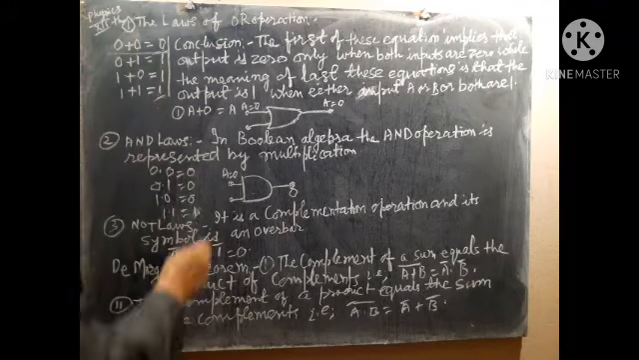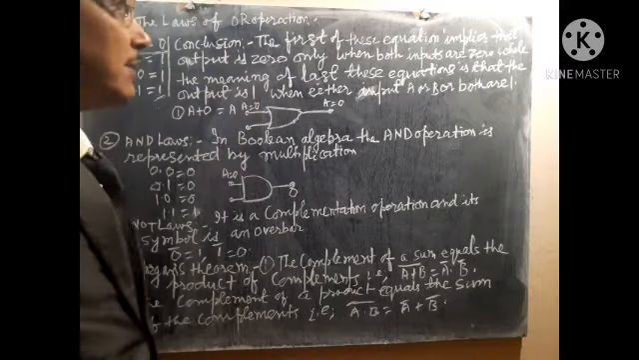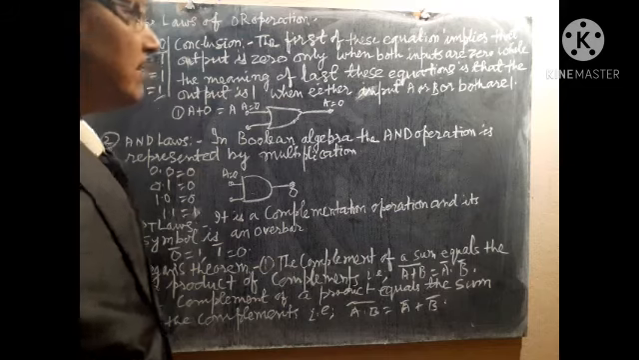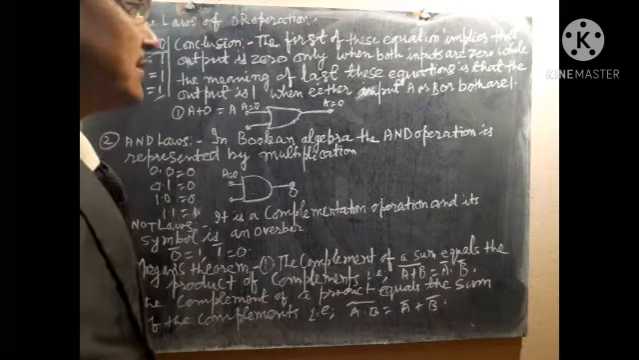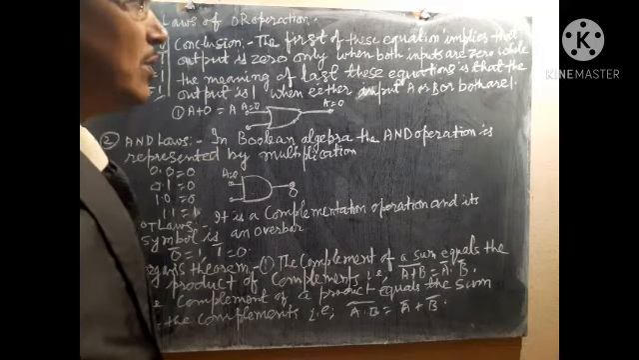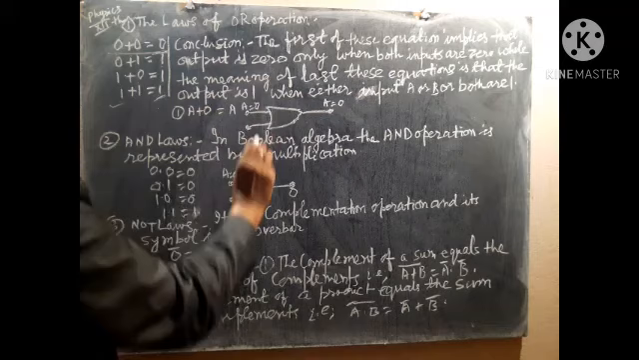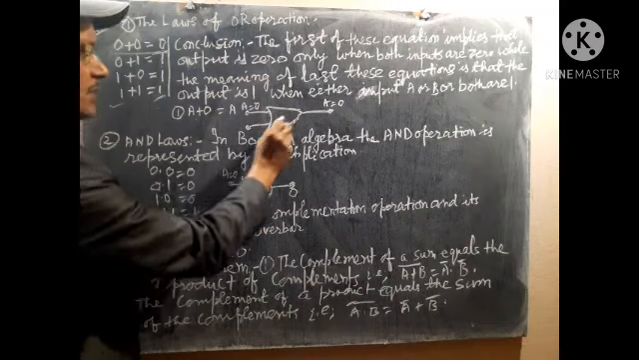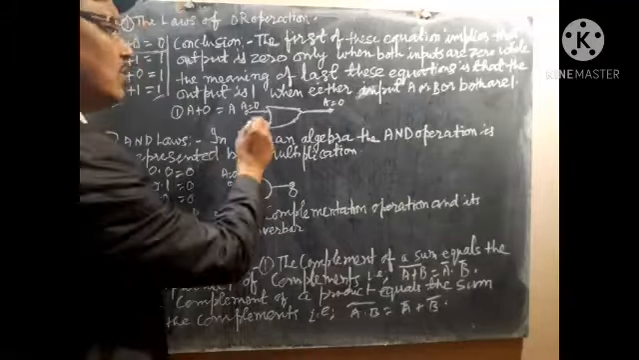Now conclusion. The first of these equations implies that output is 0 only when both inputs are 0. While the meaning of the last equations is that our output is 1 when either input A or B or both are 1. I have already discussed it. And A plus 0 is equal to A. Here I have drawn this figure in case of OR gate. You may say this is OR gate.